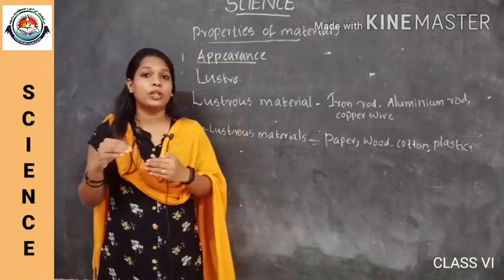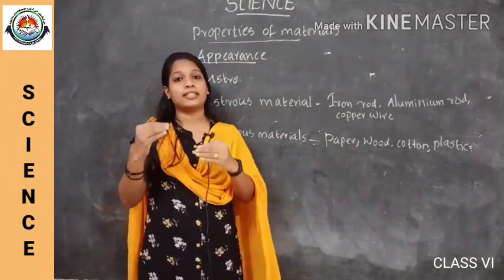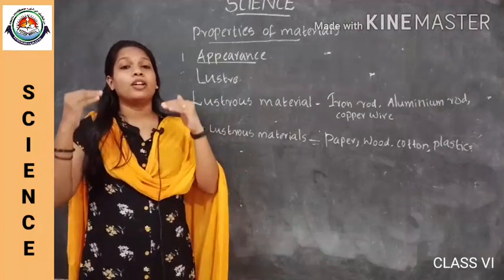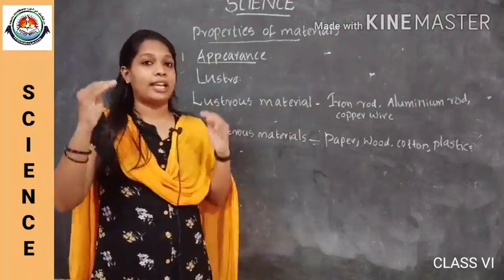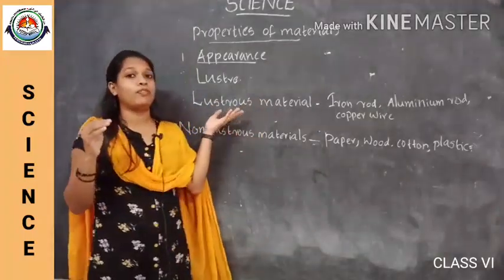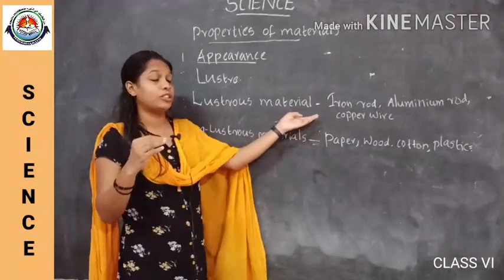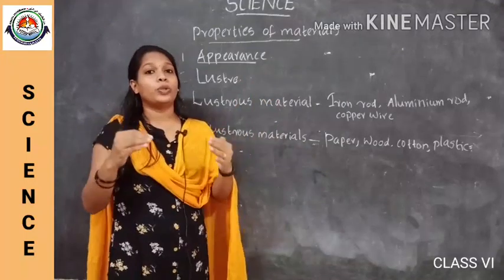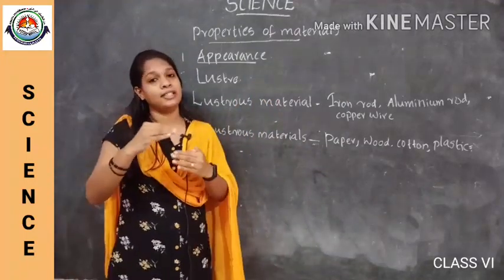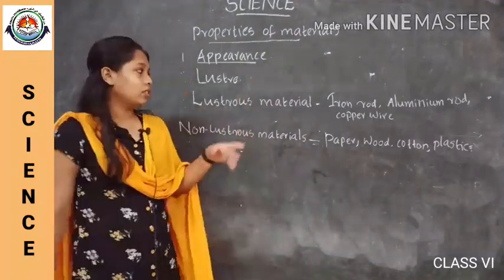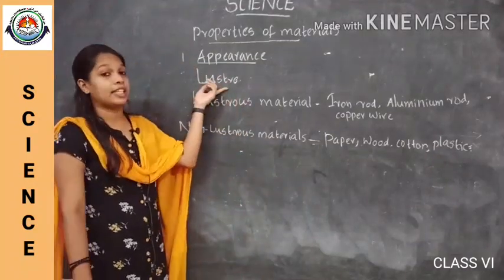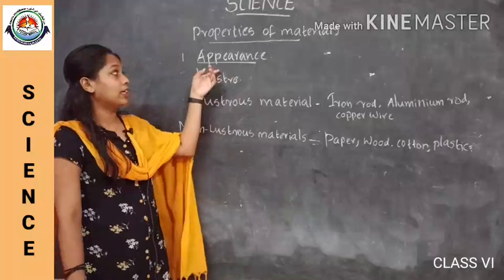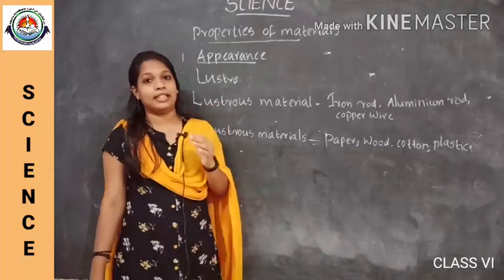So we can conclude that luster can be present on metals only when they are freshly cut. The lustrous nature will be found only in metals, only in the freshly cut situation. So are you clear? That is luster, the shining property or appearance of materials.